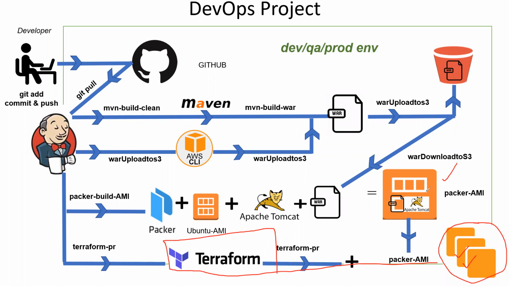In that Packer image, what did we have? We had the Ubuntu OS. We had the Tomcat. We had the Apache WAR package. Where did we get this Tomcat? Internet, apt install Tomcat 9. Where did we get this WAR package from? S3. Where did this package come from? AWS CLI has uploaded this package. Where did this package come from? Developer wrote the code, Jenkins pulled the code, built the code, and we got the artifact.